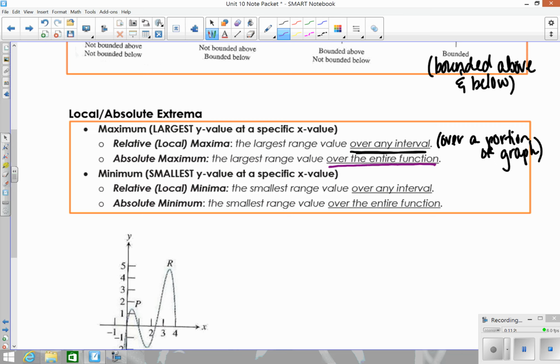So the same thing with minimum. Minimum's the smallest y value. So we have our relative or our local, where it's the smallest value over just a portion. So again, this would be over a portion of the graph, so a specific section. Whereas absolute minimum is going to be the smallest over the entire function. So it's the absolute smallest. So it's easy to remember, because I just think of it as it's the absolute smallest or it's the absolute biggest in order to be the absolute maximum. And then the relative is the max or min relative to a specific area.